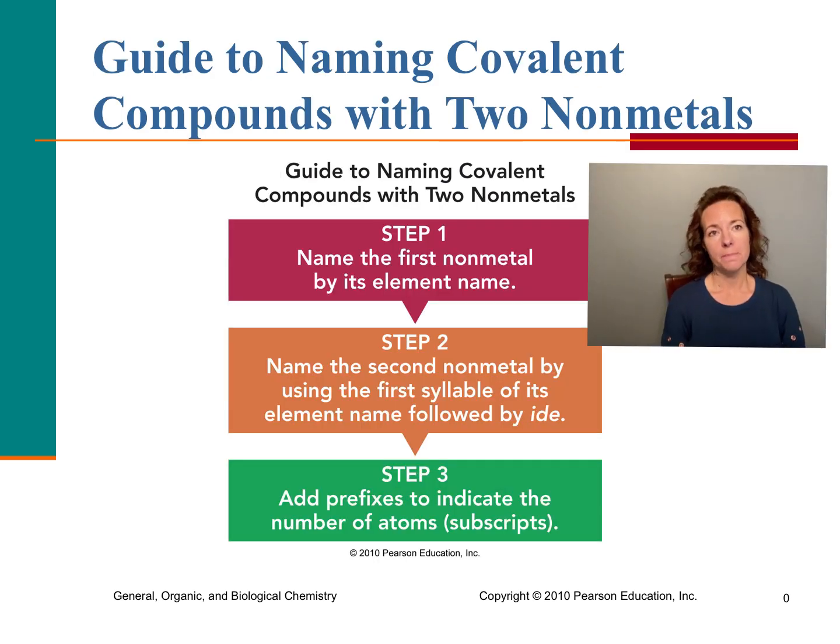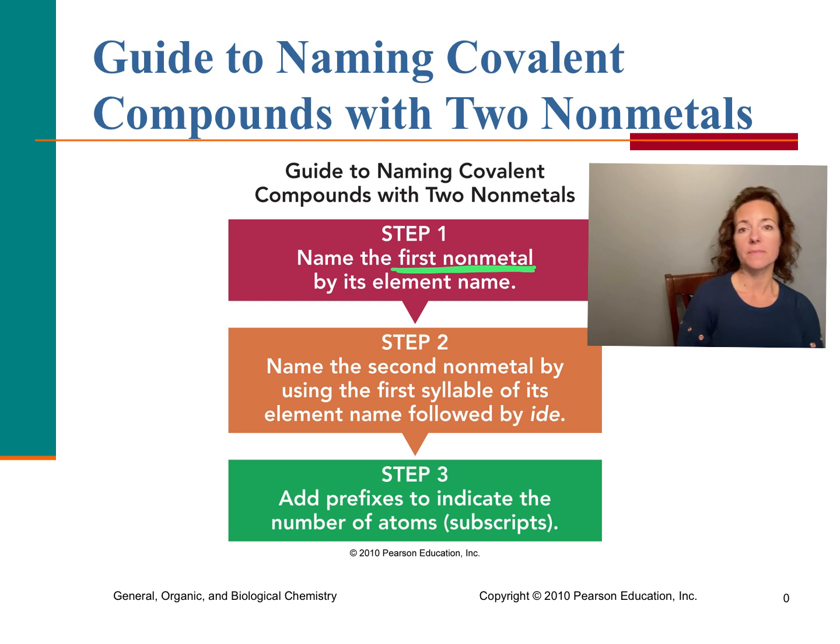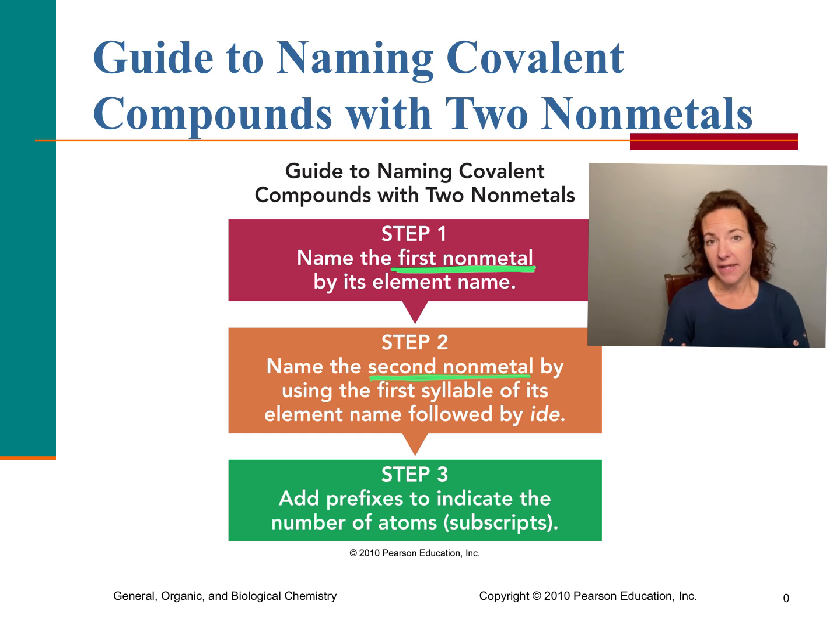So here's our steps and our guide for doing 2 nonmetals, which is going to be a covalent compound. You're going to name the nonmetal first. So just like in an ionic compound where we named the metal first, we're going to name the nonmetal first. Then we're going to name the second nonmetal. We're going to change the ending to IDE. So same thing that we did with ionic compounds. Nothing's changed still. The only difference is in step 3, we're going to add prefixes.